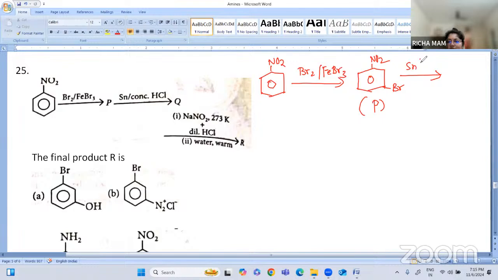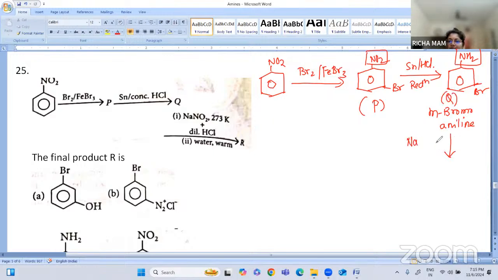Further, we are going to do reduction in the presence of tin and HCl. Our nitro group will be converted into NH2. So I am going to get meta-bromoaniline. Meta-bromoaniline. So this is our Q.